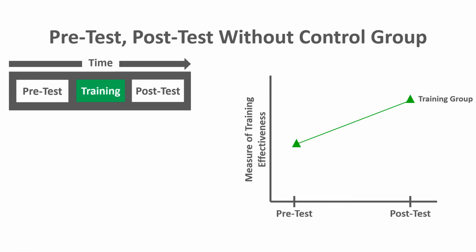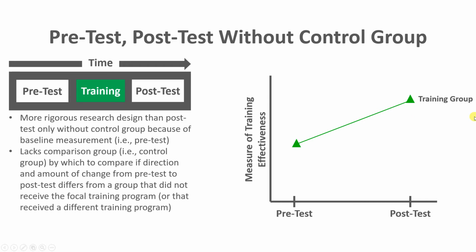Statistically, if you wanted to evaluate this and identify whether or not this is a statistically significant change, one type of inferential statistical analysis you could use is a paired samples t-test. This is a more rigorous research design than the post-test only without control group design that we saw a bit earlier, because it includes that baseline measurement occasion, which is the pre-test. So we get an idea of where people started on average.